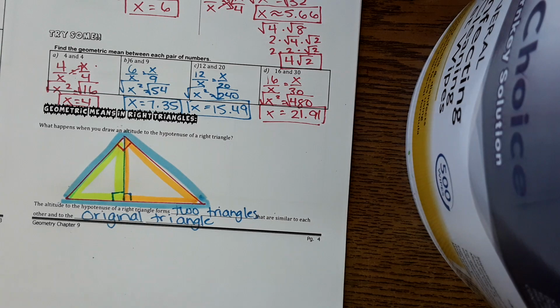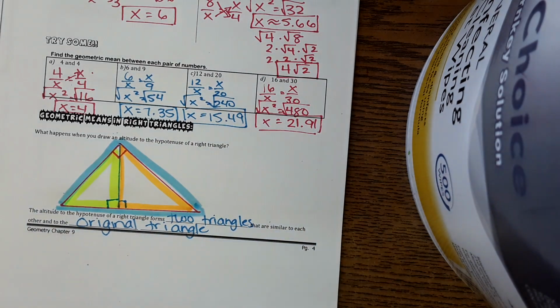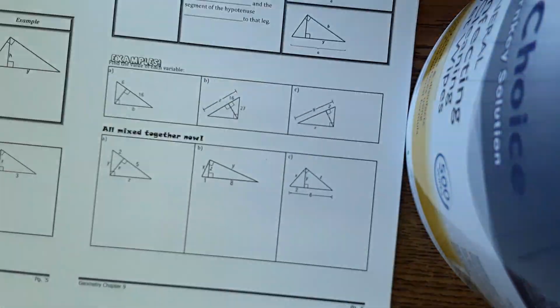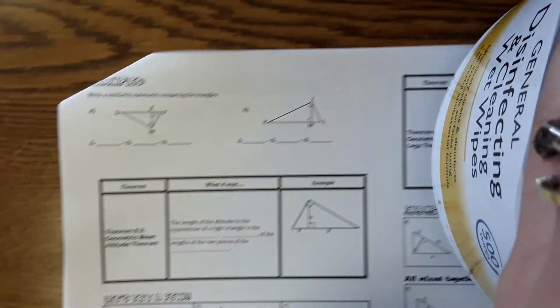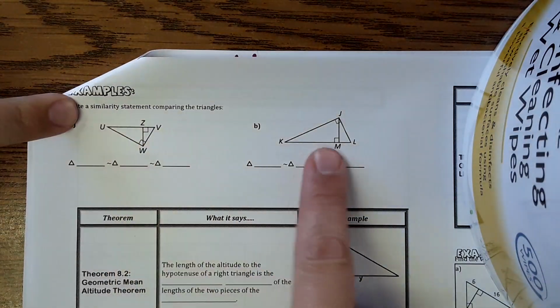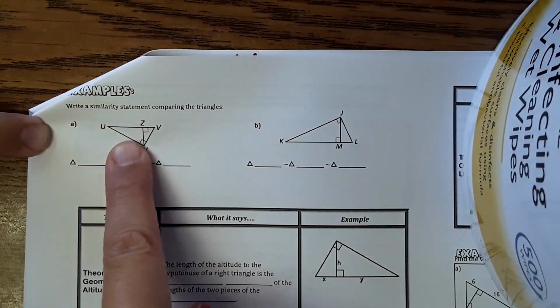Okay, ready for the next page? Next, okay, next page at the top, it says examples. Write a similarity statement comparing the triangles. So we have 2 triangles right here. We're going to focus on this one first.